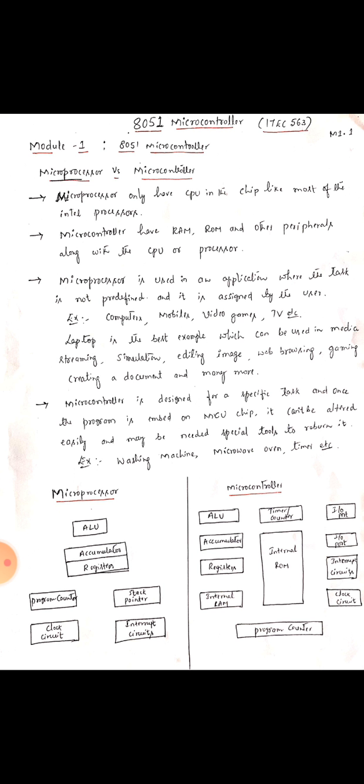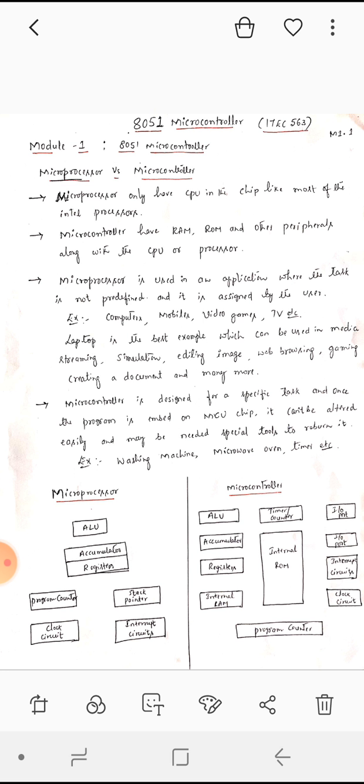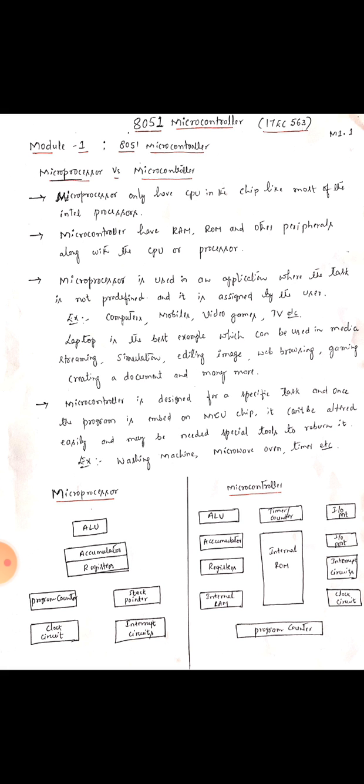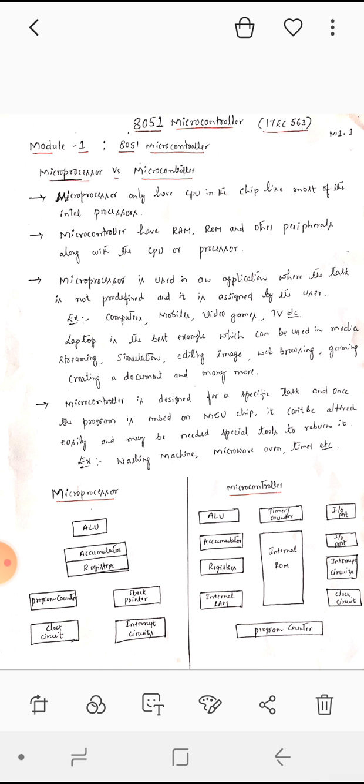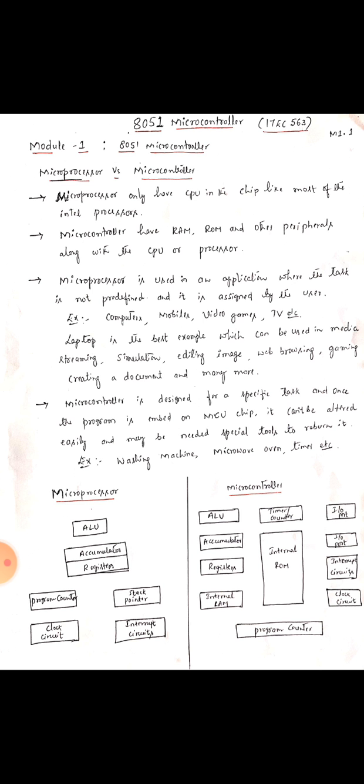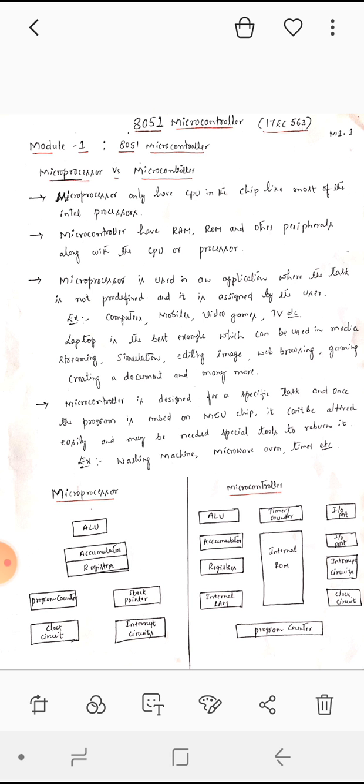The second difference is that a processor is used in applications where the task is not predefined and is assigned by the user. For example, a computer, mobile, video game, or a laptop, which is the best example to understand. Everyone today is using a laptop, and the purposes are different, right? You can use it for simulation to get the output of a particular program, for media streaming, for editing an image, for web browsing, and all these tasks are assigned by the user.